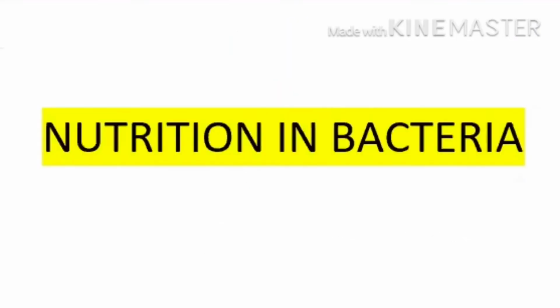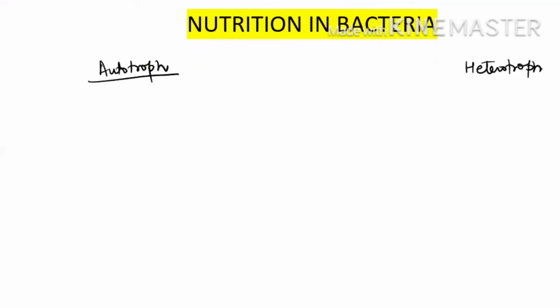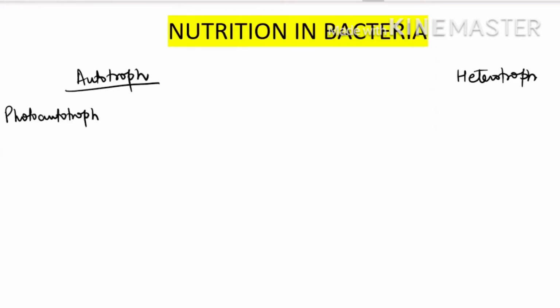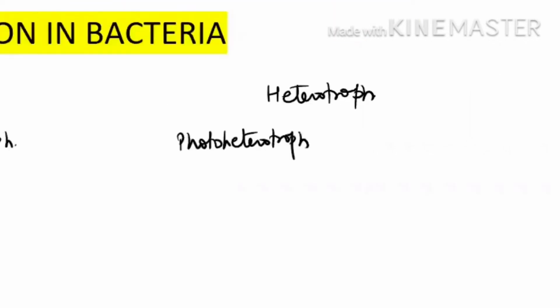Hello students. So today our topic is nutrition in bacteria. Nutrition can be of two types. Either it is autotroph or heterotroph. Autotroph can be photoautotroph or they can be chemoautotroph. Same here, heterotroph can be photoheterotroph and chemoheterotroph.